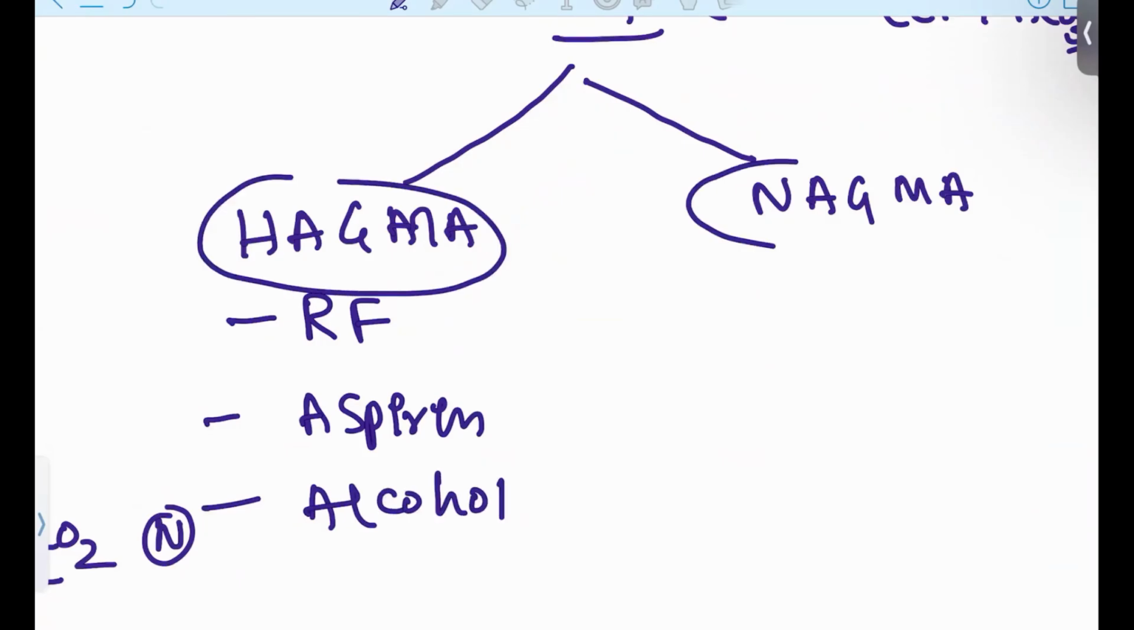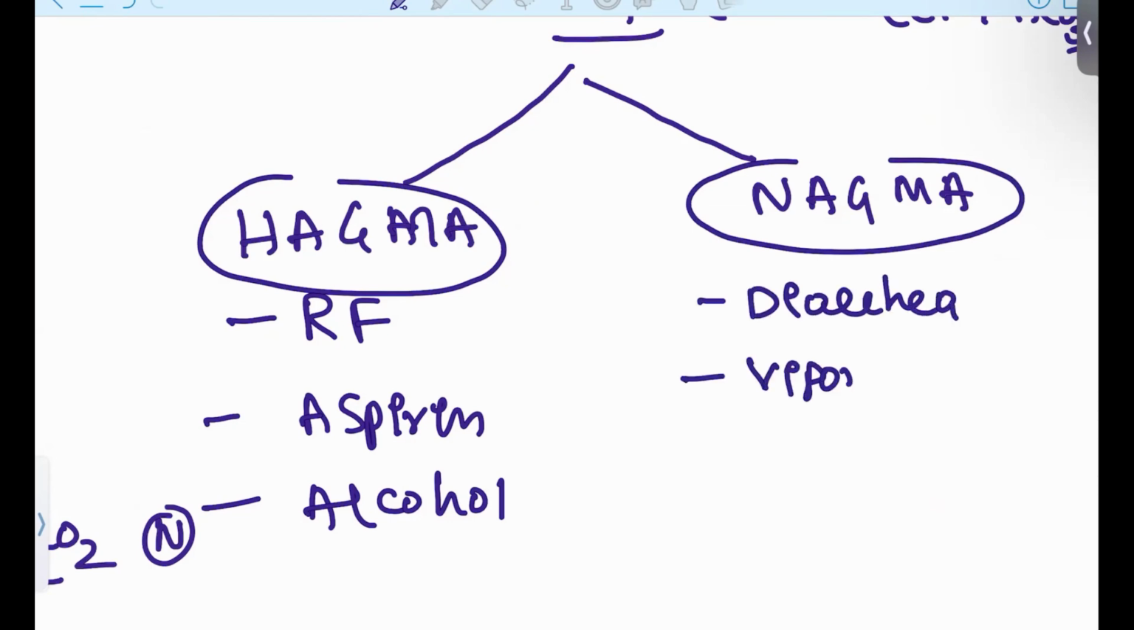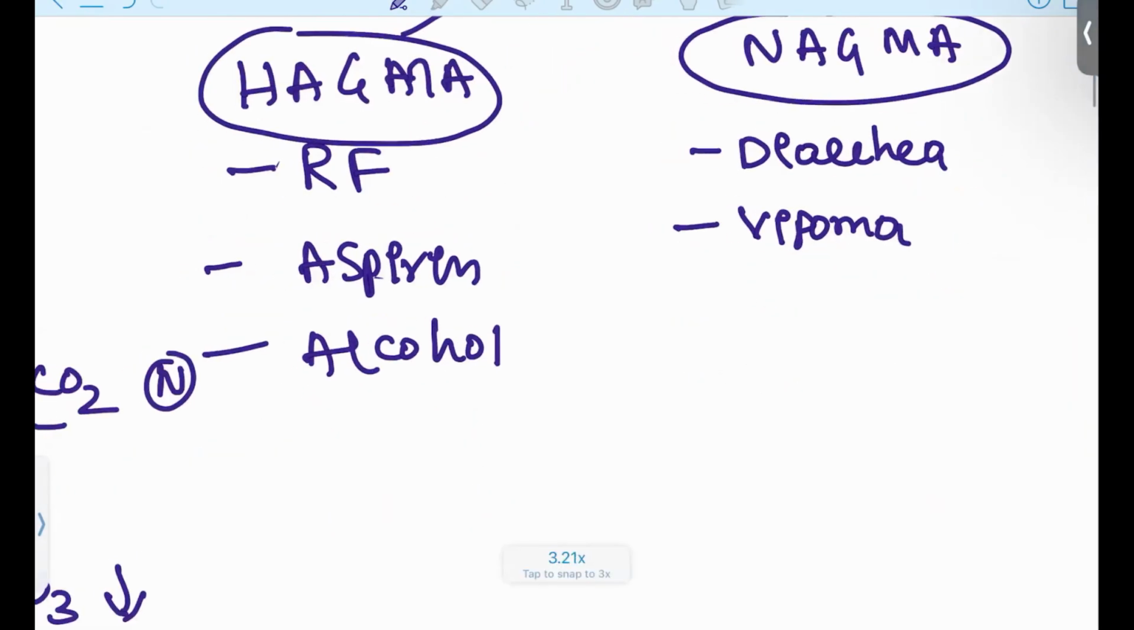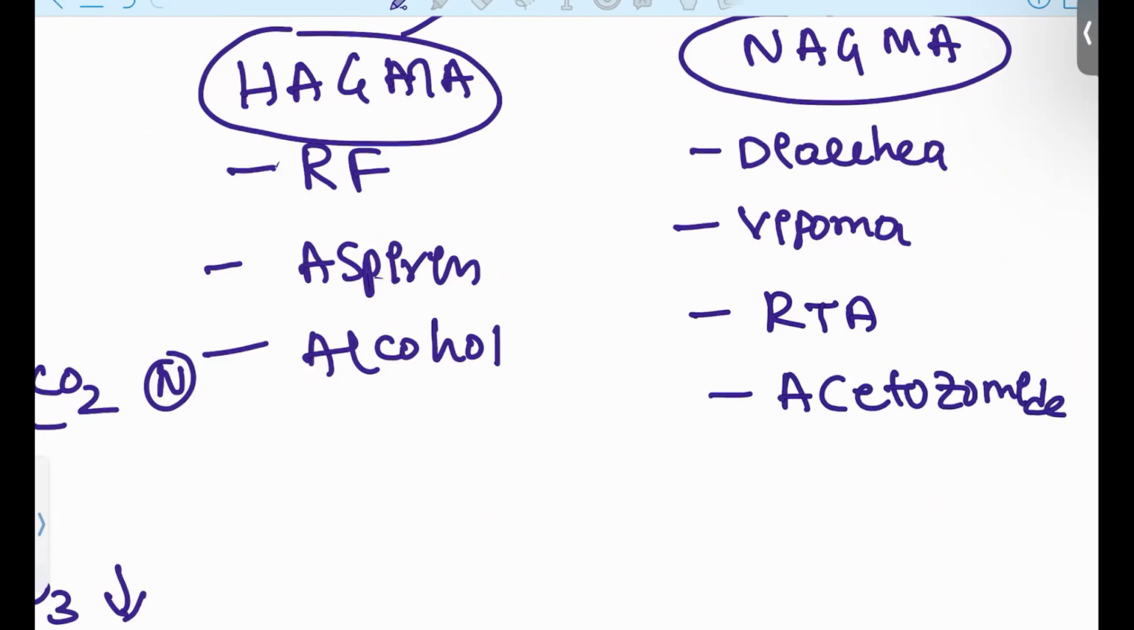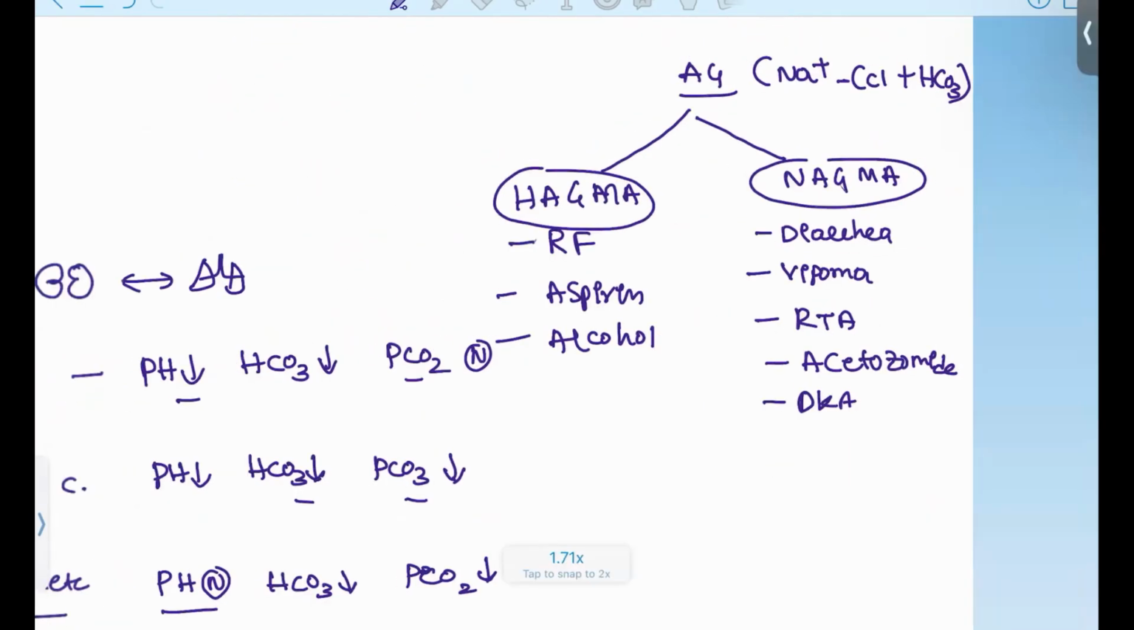And NAGMA is for patients suffering from diarrhea, like dehydration or VIPoma. VIPoma is also a condition of diarrhea only. Patients with RTA, renal tubular acidosis, patients taking the drug acetazolamide, or patients with DKA, all these patients will be having NAGMA only. Okay, these are the conditions that we can remember as examples.